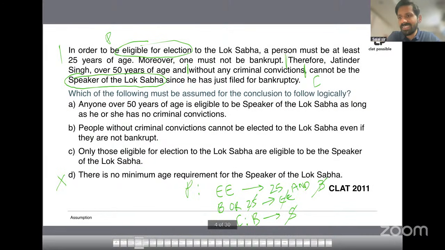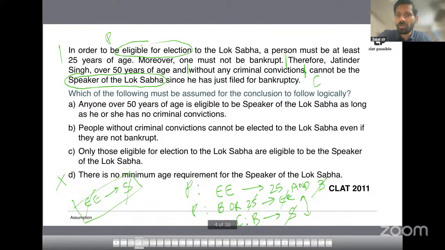So do you see a certain gap here? The premise was, right, so this is the revised premise, the contrapositive. Bankruptcy or not 25, not eligible. Bankruptcy, not speaker. So obviously there is a connect between not eligible and not speaker, something like this. Somebody who's not eligible cannot be the speaker, right? This is the missing link.